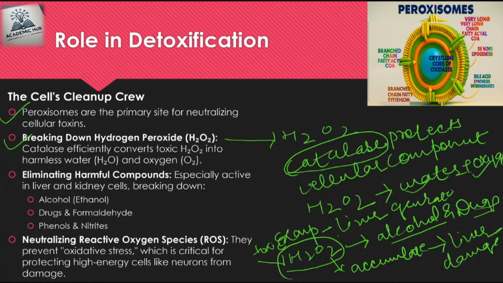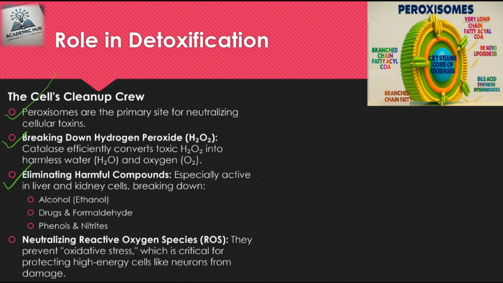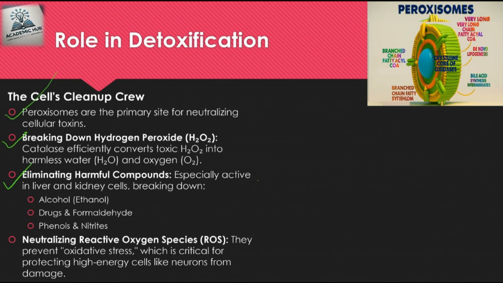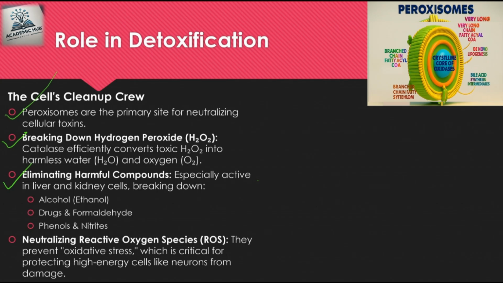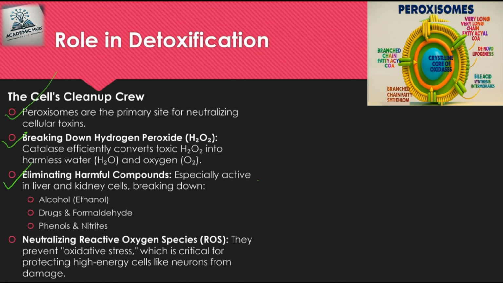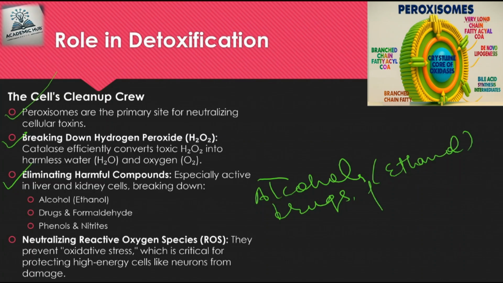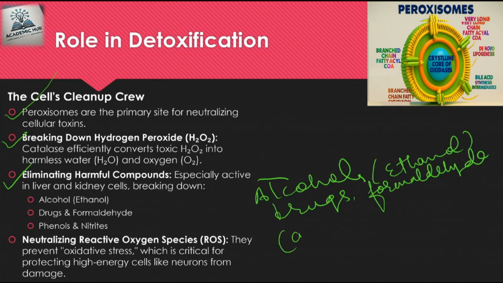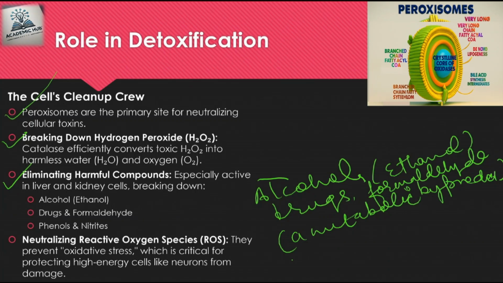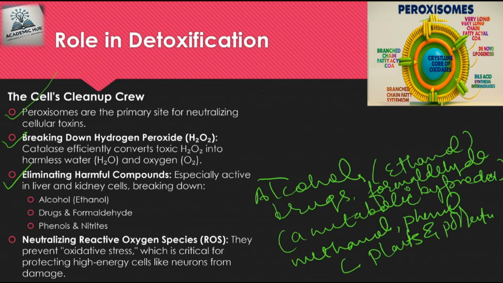Next, we will know about eliminating harmful compounds. Beyond hydrogen peroxide, peroxisomes are adept at detoxifying a wide array of harmful substances, including alcohol, meaning ethanol, drugs, formaldehyde, a metabolic byproduct, methanol, phenols from plants and pollution, and nitrites, which can be found in food and the environment.